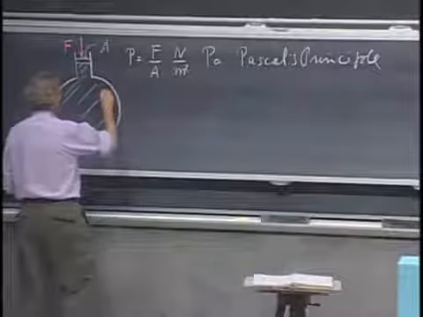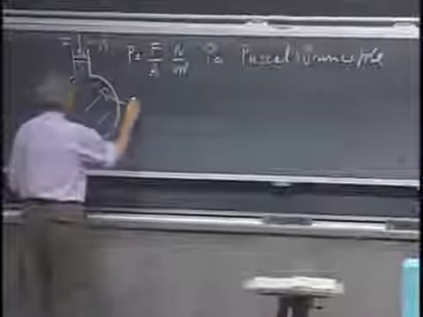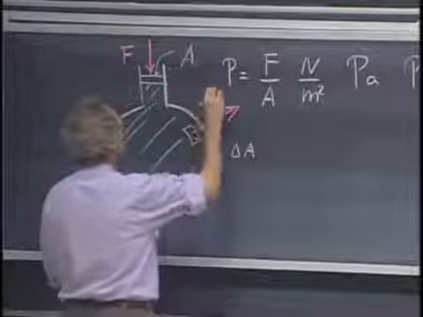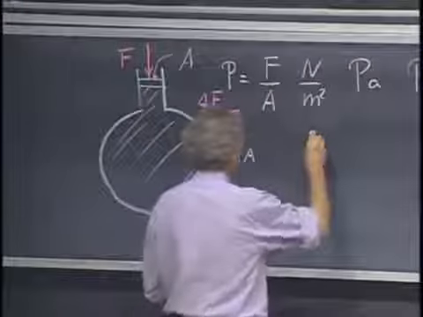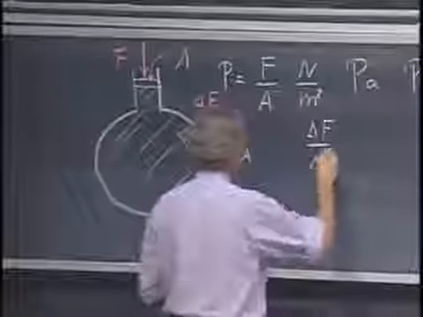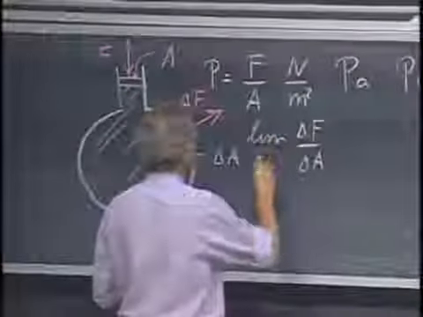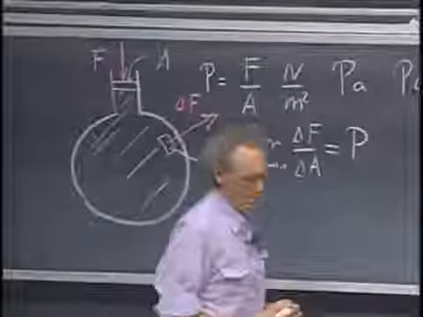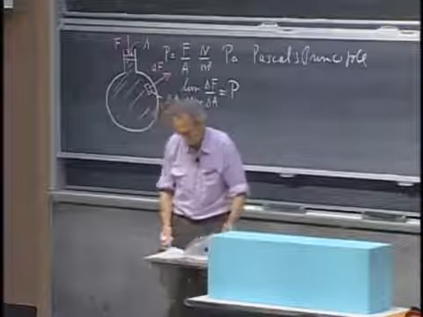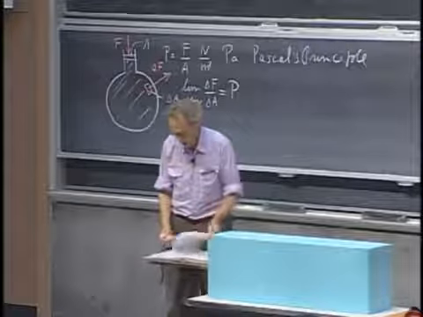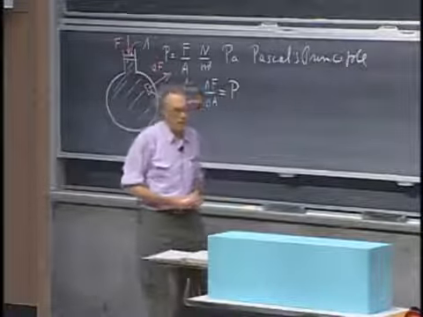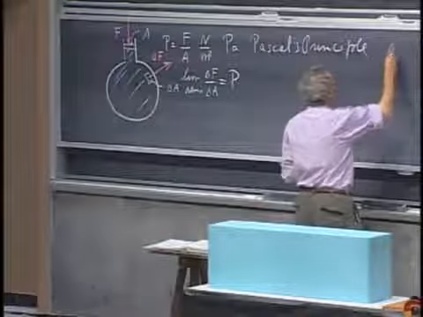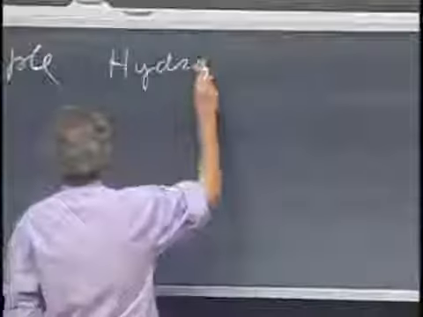So if I take any element, I take one here at the surface, a little element delta A, then the force must be perpendicular to that surface, delta F. And so delta F divided by delta A, in the limiting case for delta A goes to 0, is then that pressure P. This has some truly amazing consequences, which are by no means so intuitive. And this is the idea of an hydraulic jack.